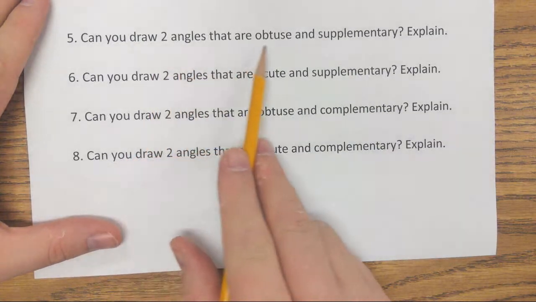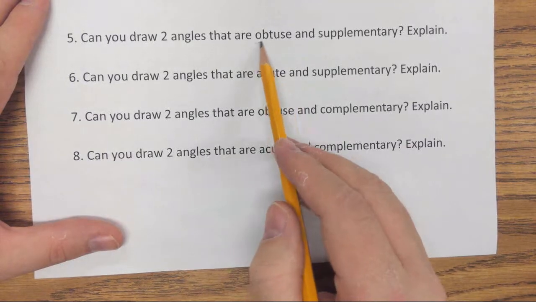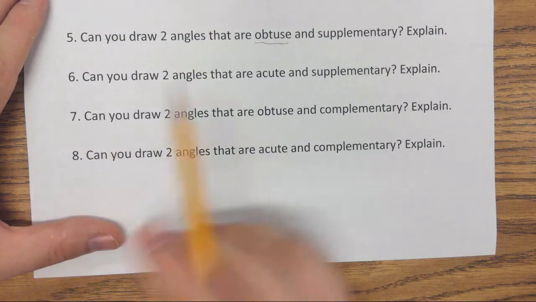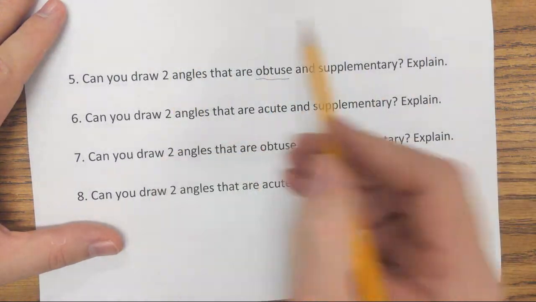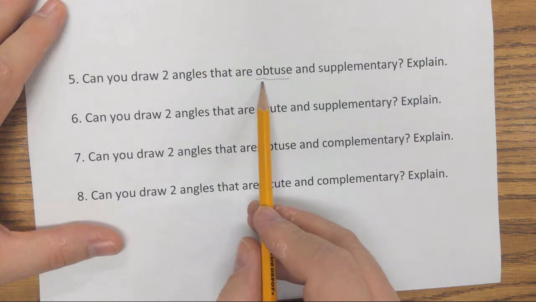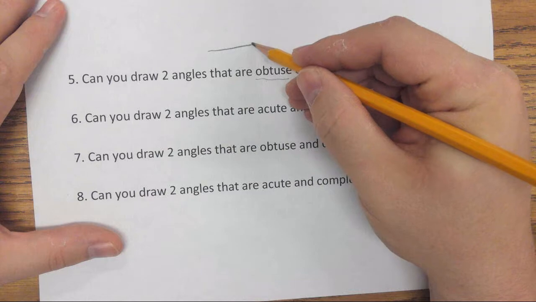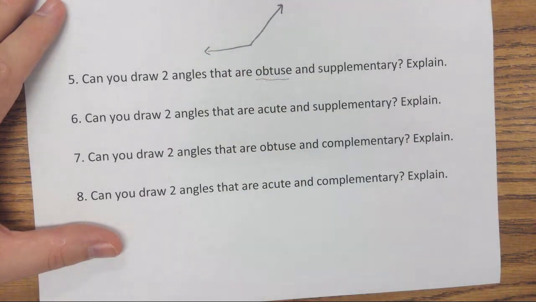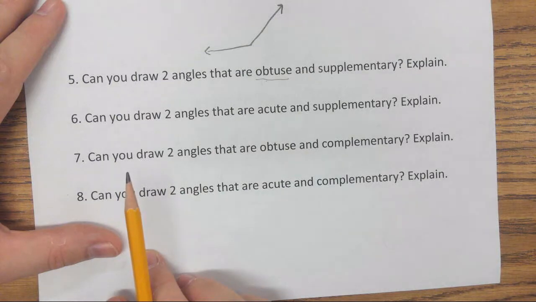Can we draw two angles that are obtuse and supplementary? Oh, what does this word obtuse mean? Well, obtuse is any angle that is bigger than 90 degrees. So if I'm going to draw an angle that is obtuse, it's going to look something like this. It just has to be bigger than 90 degrees. Well, can I have two angles that are obtuse like this that can be supplementary?